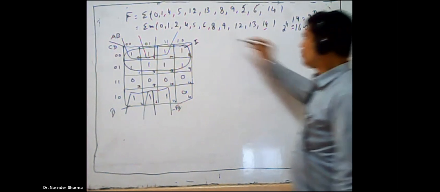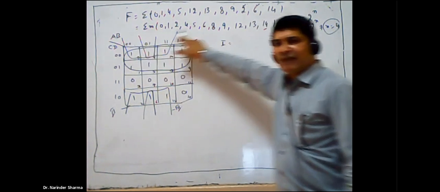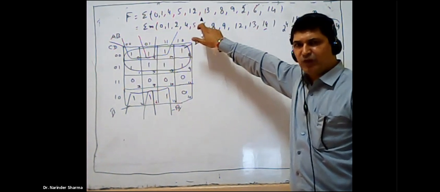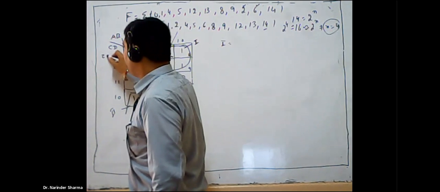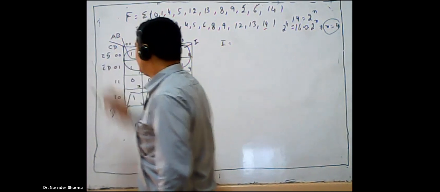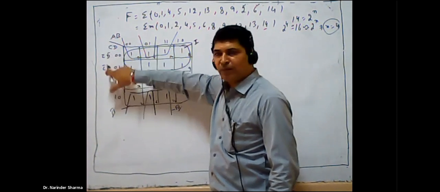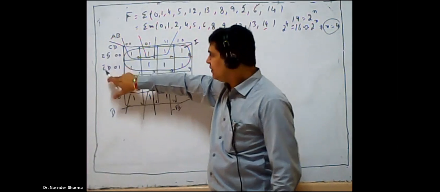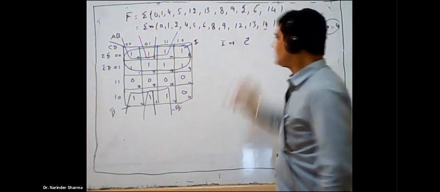Now, for group number 1, there is a complete line, so no need to write. We'll adopt the shortcuts now. Here you will go for C bar, D bar, C bar, D. Here you can see which is common. We can also adopt the shortcut. Which is common? C bar. So for the first group, its answer is C bar.